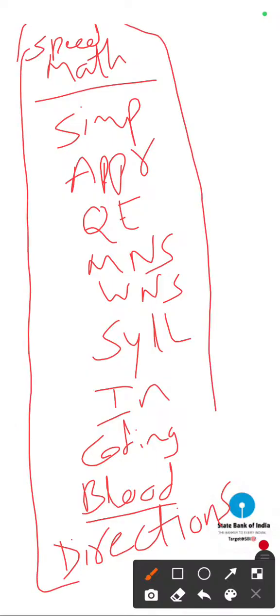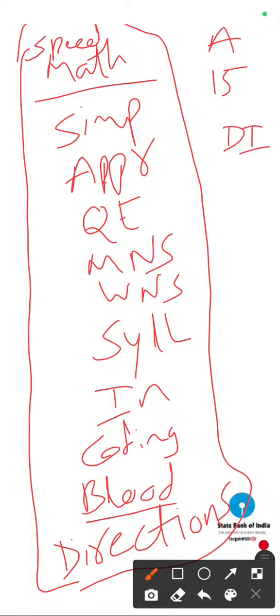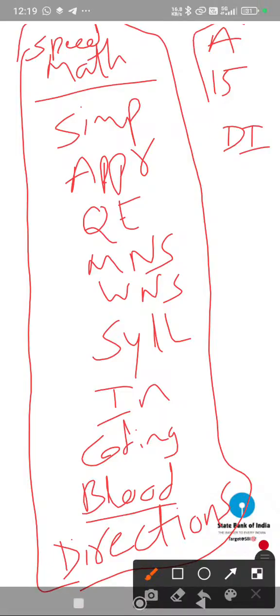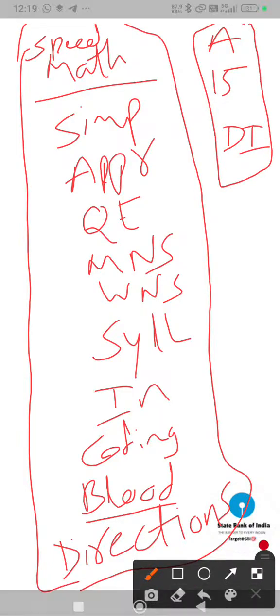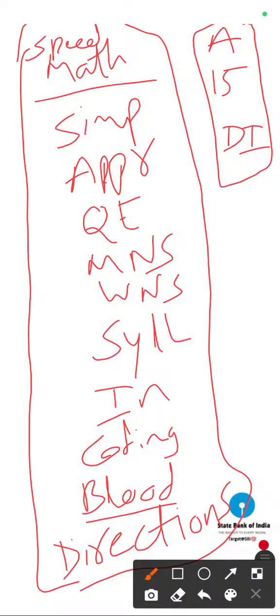In the afternoon session I'm going to bring approximately 15 questions of arithmetic, and if possible, I'll bring a data interpretation set also. So after nearly 2 or 2:30 p.m. I will start my session back.